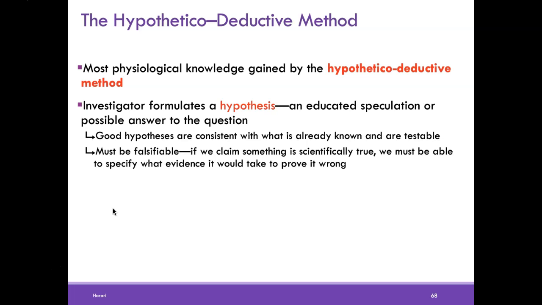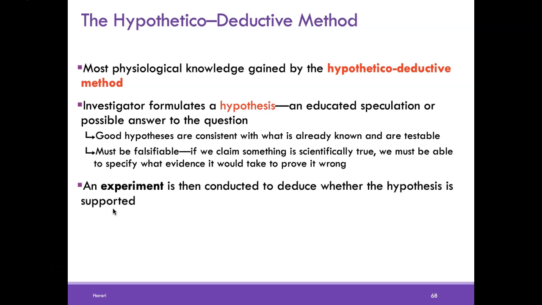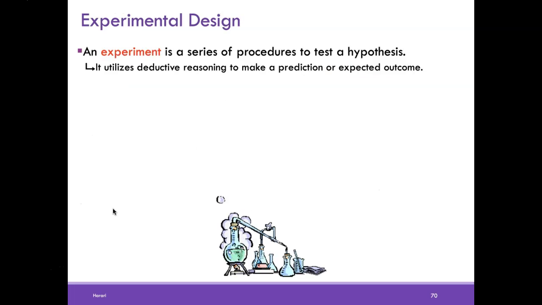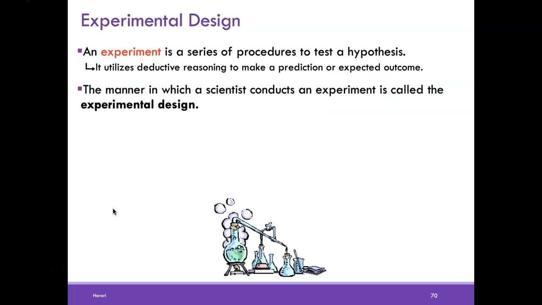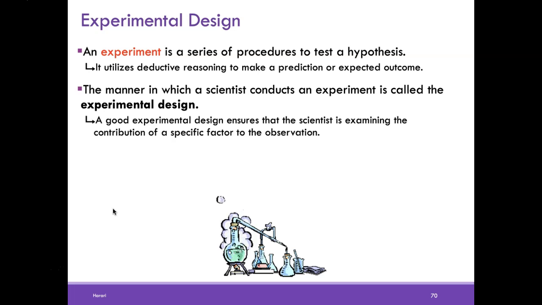You must be able to know and specify what evidence it would take to prove your hypothesis to be rejected. Investigators come up with a hypothesis to explain what they observe, and then they have to do an experiment to deduce whether the hypothesis is supported. An experiment is a series of procedures to test the hypothesis using deductive reasoning, and the manner in which a scientist conducts an experiment is called experimental design.